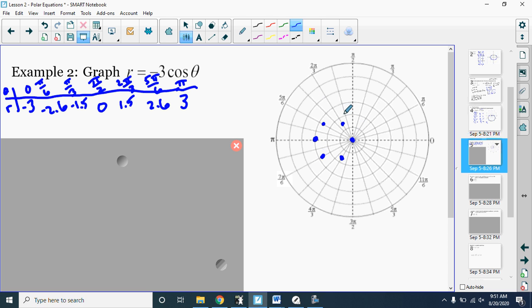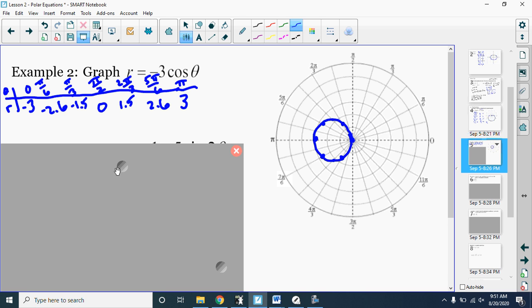If we need a little bit better graph, we could plug in the pi over 4s. So if I plug in pi over 4, I get -2.1. So on this one, -2.1 would be about right there. We could get another point right up here. And hopefully you're starting to see that we've got a circle. So we're just going to plug some values in. Usually because you're going to get decimals in there, I wouldn't require you to do it without a calculator.